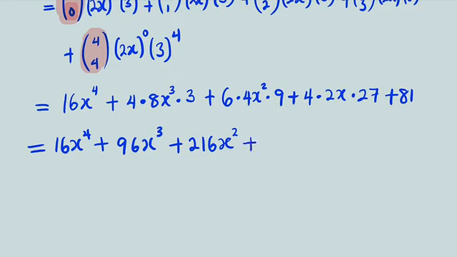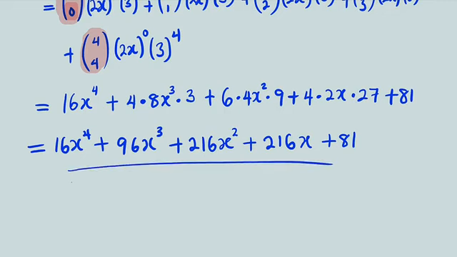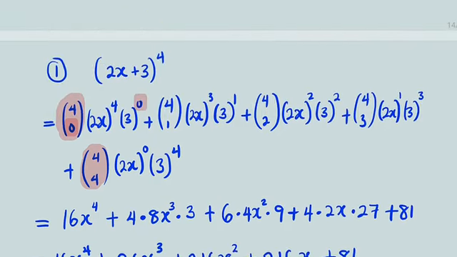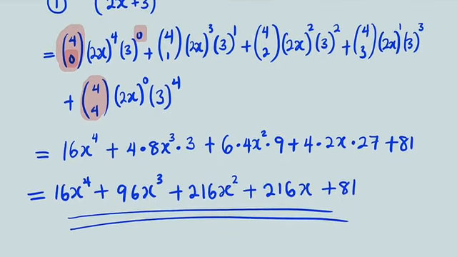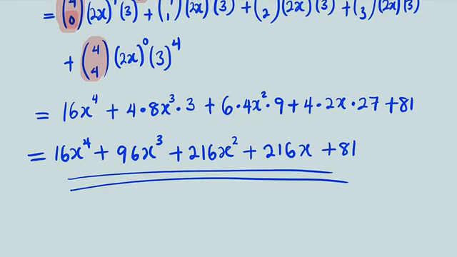Then plus. We have 4 times 2 times 27. 4 times 2 is 8, and 8 times 27 will give us 216. So we have 216x to the power of 1. And lastly, we have just 81. So this is just the expansion of 2x plus 3 to the power of 4. Now let us take one more question.